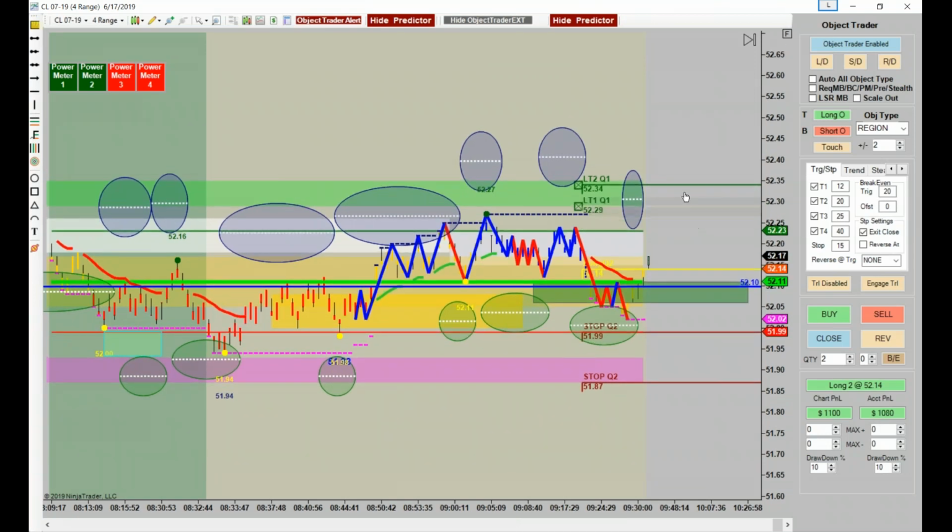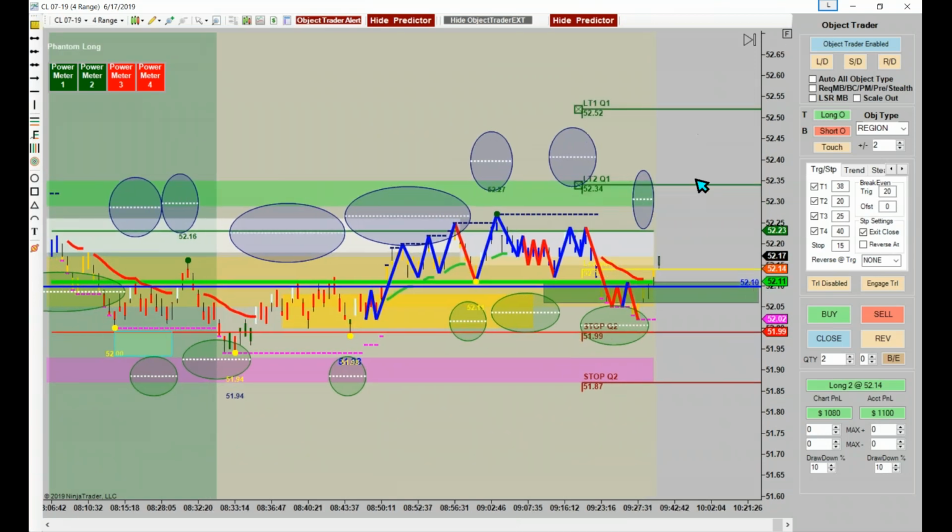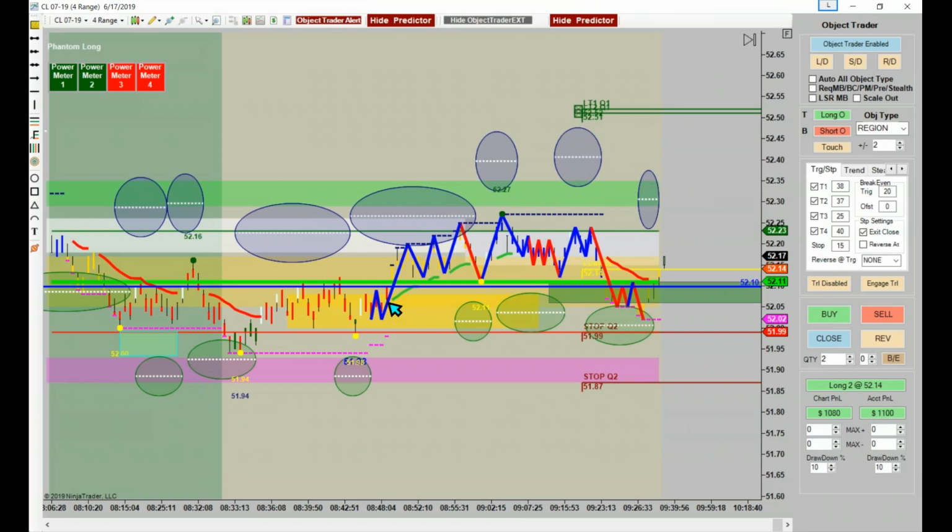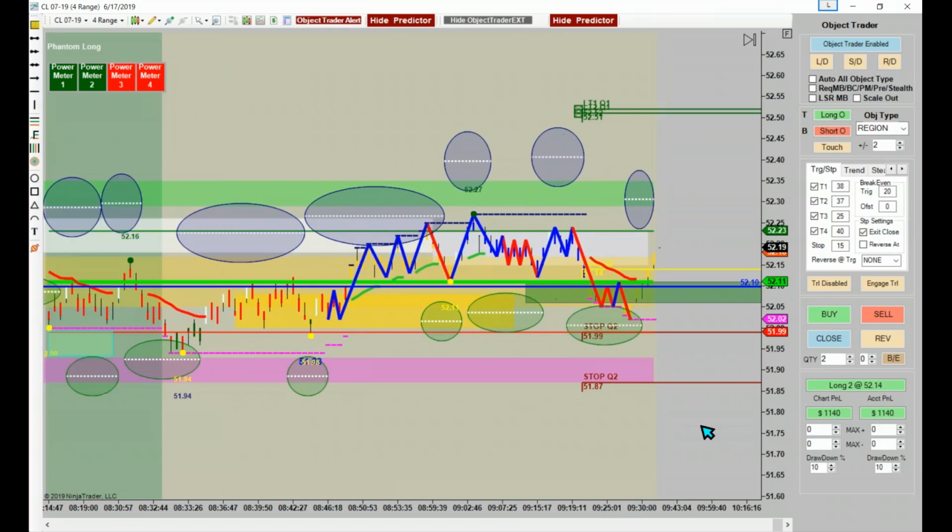Okay, now there's times that I'm a little bit more aggressive, so I like to jump in when I see it hit an area that I think it should hit and doesn't take out another area and then pops.